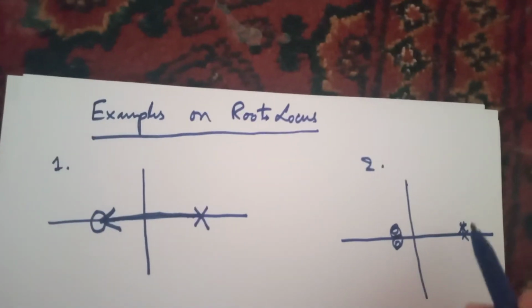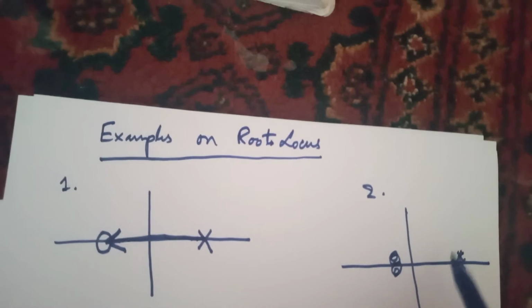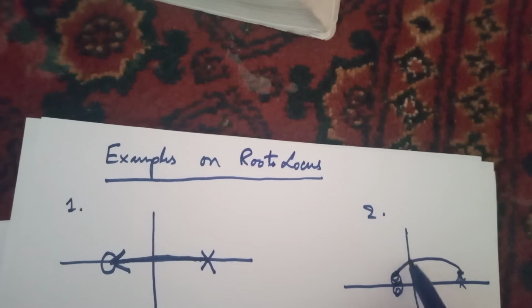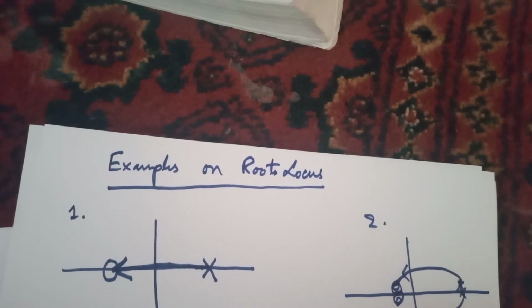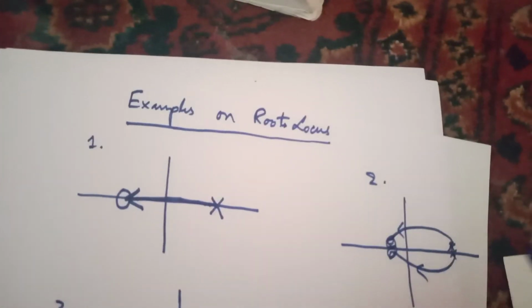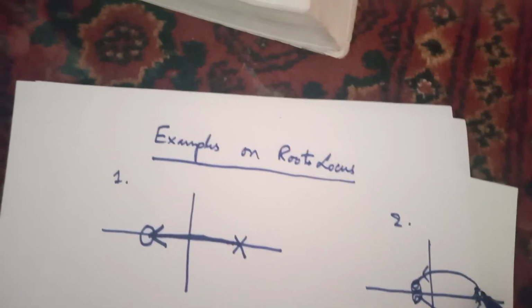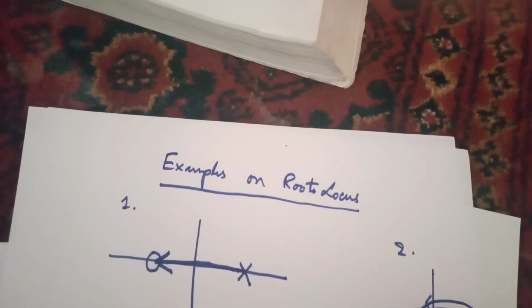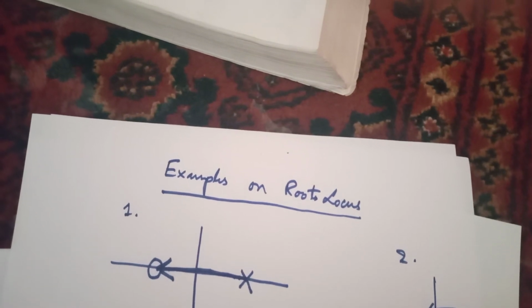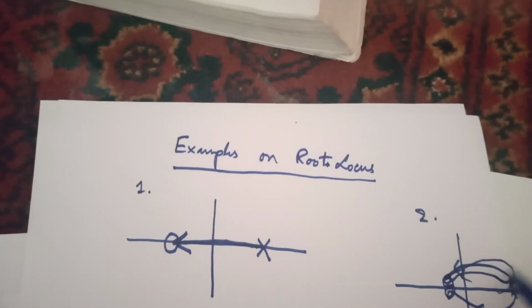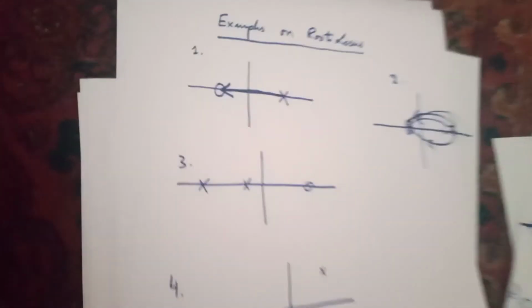Nothing on the real axis, and we know that the root locus always starts from the pole and ends at the 0. So they will go either in that direction or in that direction. Okay, so this is the root locus. Here we need to do some calculations, to know which angle we have to use. We will discuss this later when we do the precise calculations.